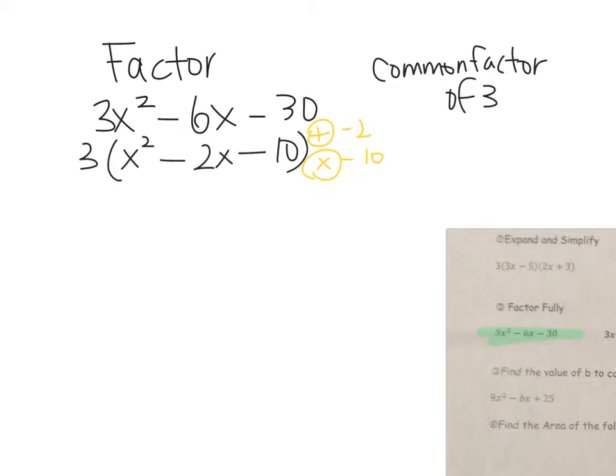Okay, so I know that the factors of 10 are 10 and 1, which is never going to give me negative 2. 1 plus 10, 1 minus 10, so that would be not correct. And then 2 and 5. And I know that 5 minus 2 is 3, not 2. I need negative 2. And 2 minus 5 is negative 3, so I'm actually not able to factor this any further, and this is correct.